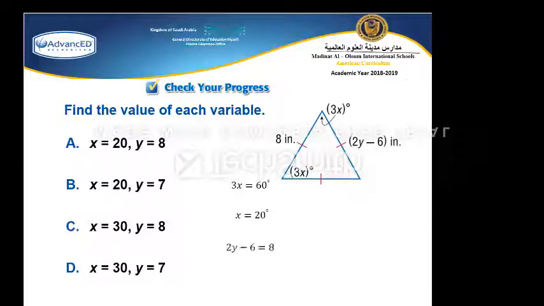And here 2y minus 6 equals 8, since all sides are congruent. Then how to find the variable y? By moving 6 to the other side, 2y equals 14, then by dividing by 2 we find that y equals 7. Then the right answer is B.